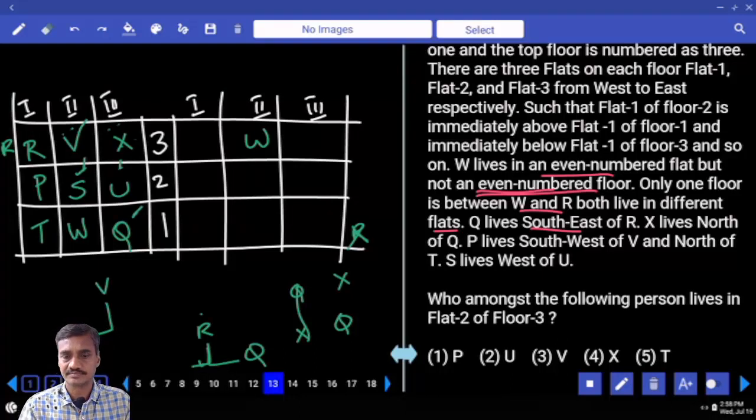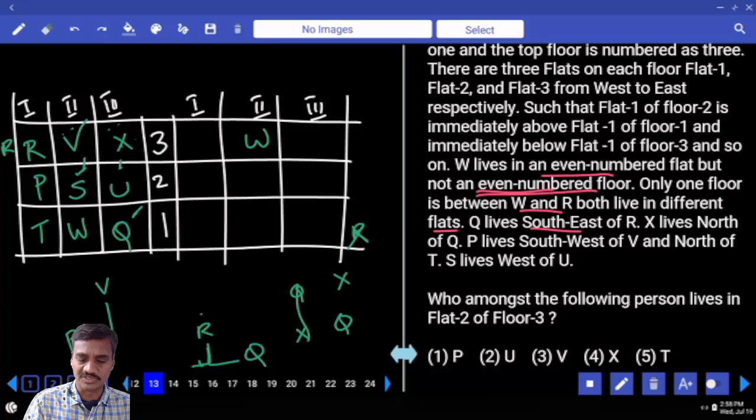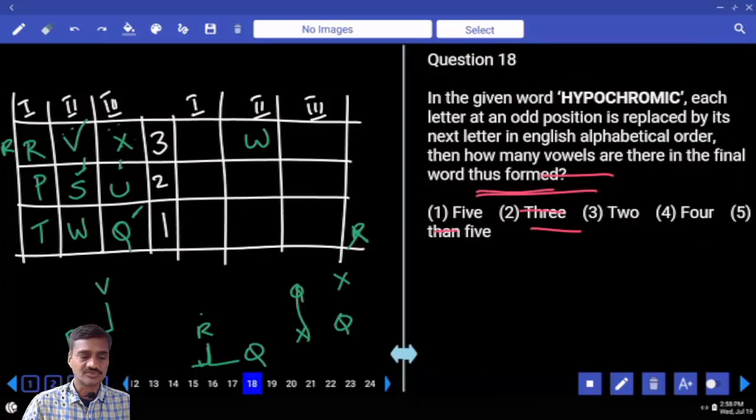Done. And this is about question numbers 13 to 17. Then next one, 18th one.